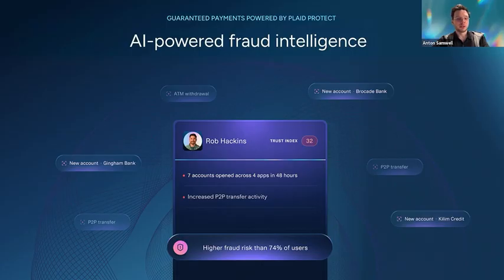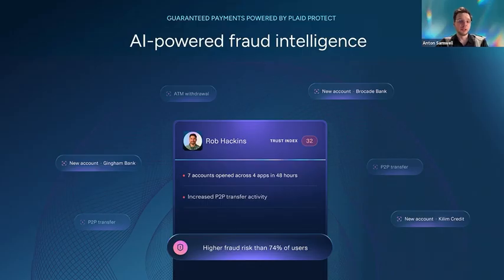7 accounts opened across 4 apps in 48 hours. More peer-to-peer transfer activity than what is normal. So even though the transaction itself may look okay, the broader user profile is starting to look risky. And the result, the trust index score of 32, means that he's higher risk than 74% of users for that customer.